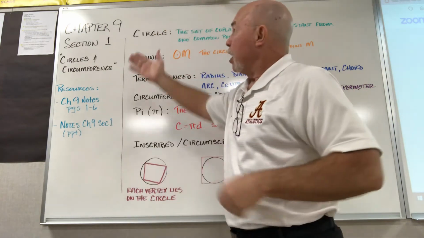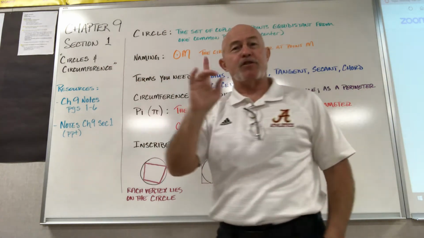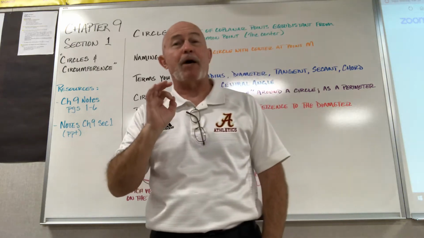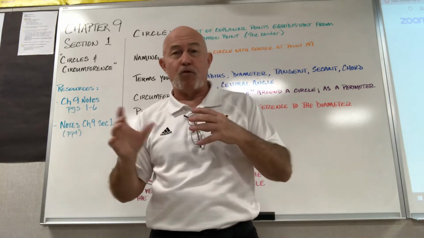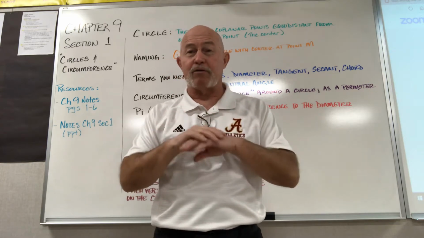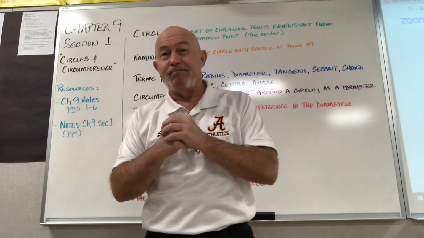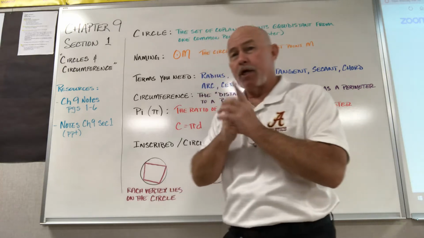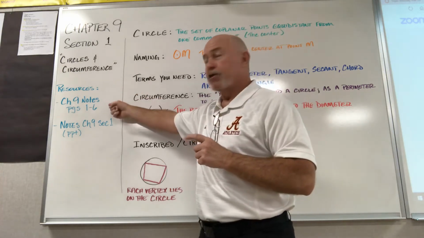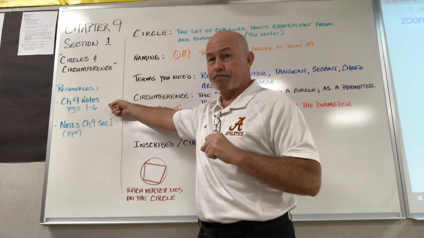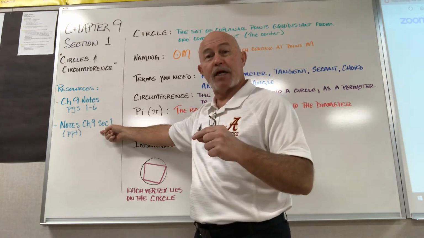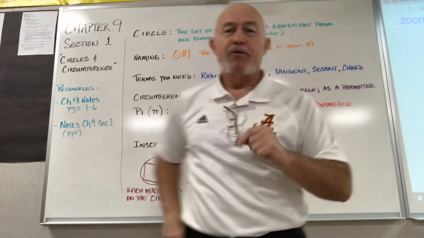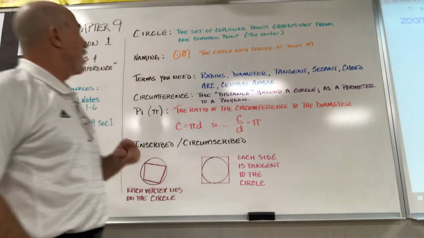Okay. Circles and circumference are the first section. This chapter is about circles. As I've said before, if you understand circles and triangles, you've got the lowdown on geometry. Your resources for this: the first 6 pages of your notes, and then the PowerPoint for chapter 9, section 1.